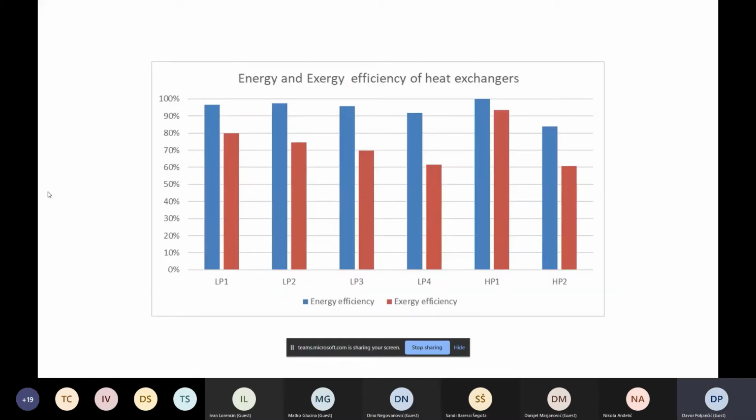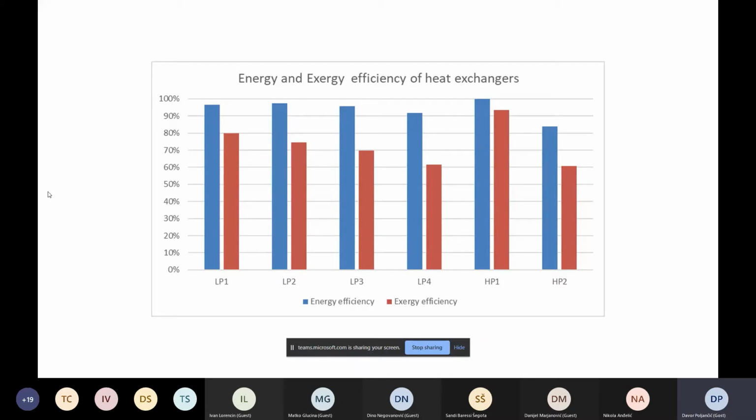Now for the heat exchangers. Heat exchangers are used for heating the water from the condensate up to the steam generator. HP1, or the first high pressure heat exchanger, has an energy efficiency of almost 100%, so there are no energy losses. Other heat exchangers have energy efficiencies from 84 to 97%. Exergy efficiency varies from 60 to 90%.